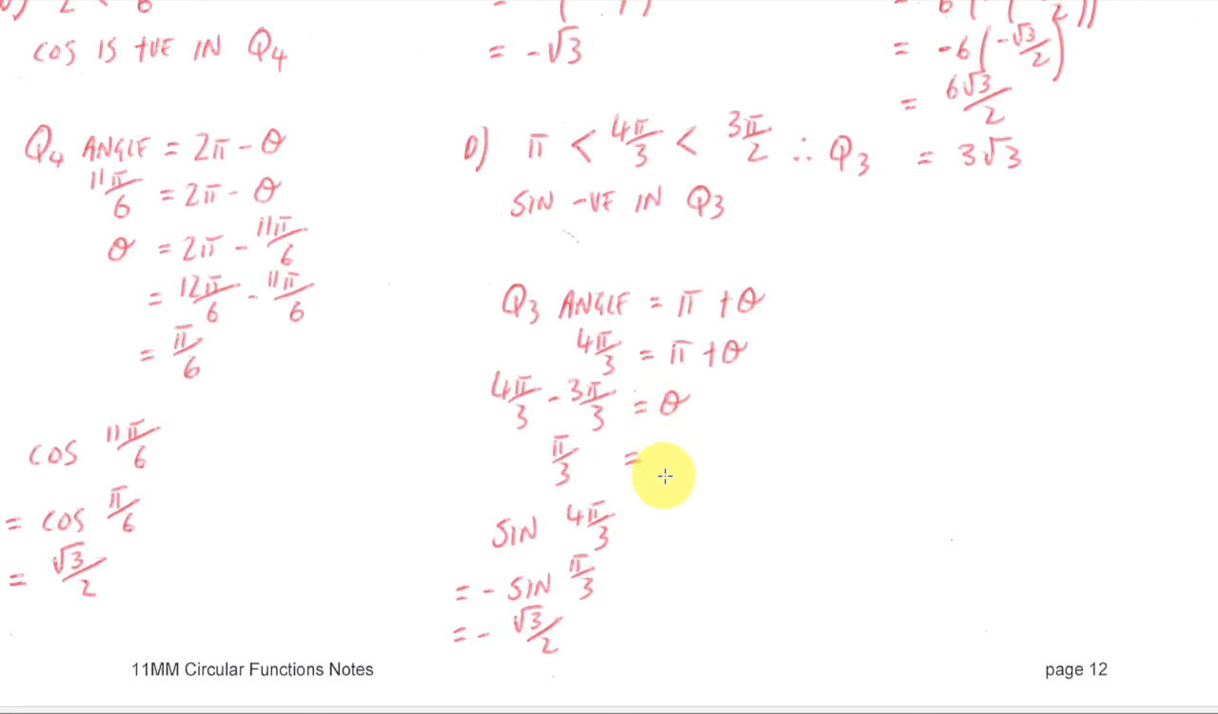And now I can see that 4 pi on 3, which is an angle in the third quadrant, is the same thing as having pi on 3 in the first quadrant. So sine of 4 pi on 3 is the same as having sine of pi on 3, but I need to take the negative of that because I'm in the third quadrant where sine is negative. Using exact values, sine of pi on 3 is equal to the square root of 3 on 2, and I've got the negative of it.